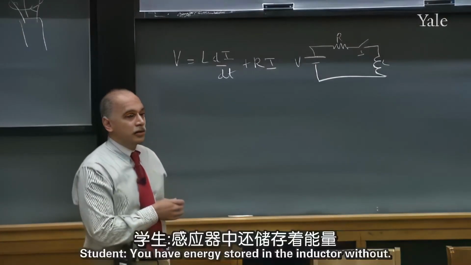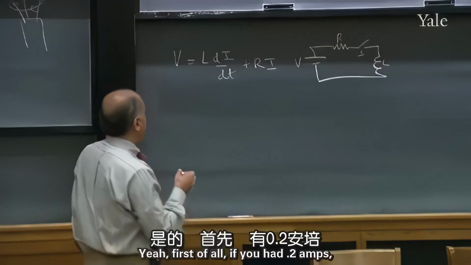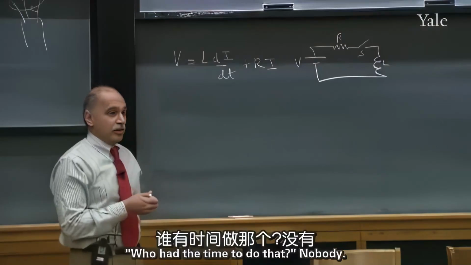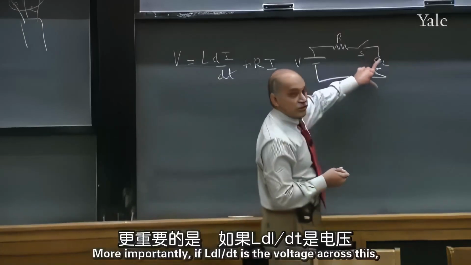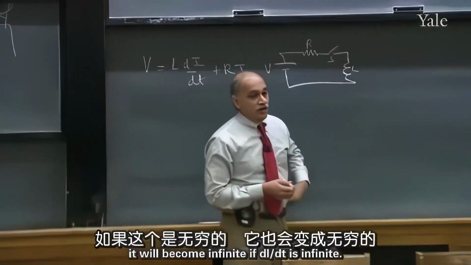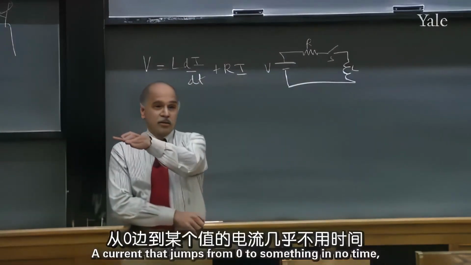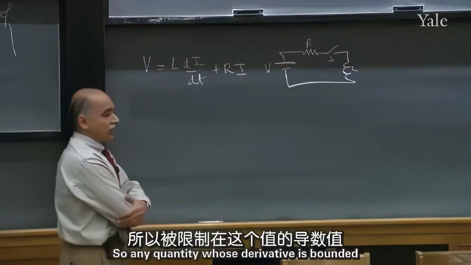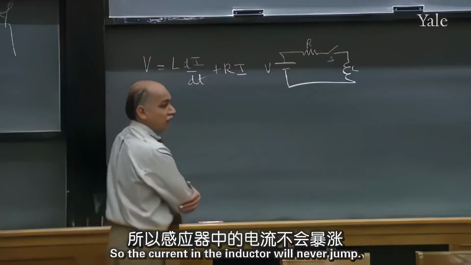You have energy stored in the inductor without having done any work. First of all, if you had 0.2 amps, you would have 1/2 L i squared, and you can ask who had the time to do that, and nobody. More importantly, if L di dt is the voltage across this, it will become infinite if di dt is infinite. A current that jumps from 0 to something in no time has an infinite derivative. So any quantity whose derivative is bounded cannot jump in its value, just from calculus. So the current in the inductor will never jump.